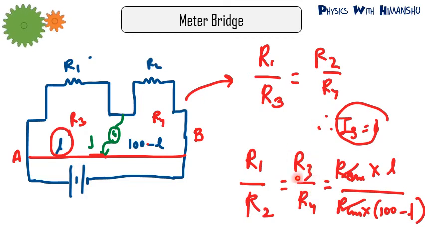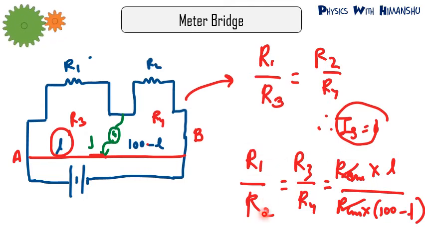We have already calculated R3. So R3 is basically RCM into L. R4 is basically RCM into 100 minus L. So RCM and RCM will cancel out. So R1 by R2 will be L divided by 100 minus L. So this is the basic formula for meter bridge, that R1 upon R2 will be equal to L upon 100 minus L. So the length in front of R1 will be there in opposite of R1.